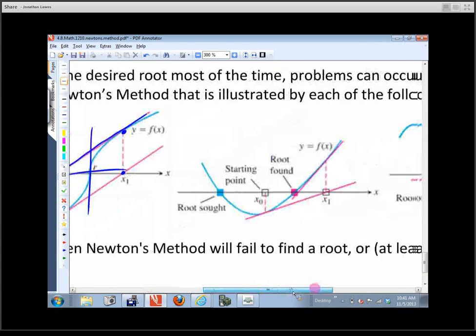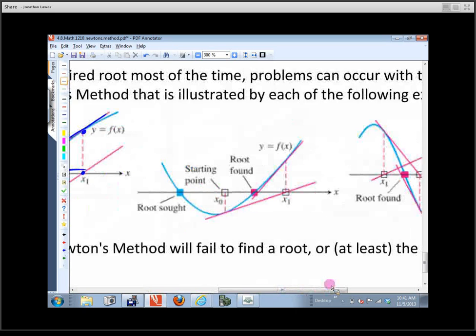Here's another one. We're trying to find this one over here. We guessed one that was relatively nearby, but it was past this little minimum value where the derivative equals 0. And what that does is it shoots us over here and finds this one right here.